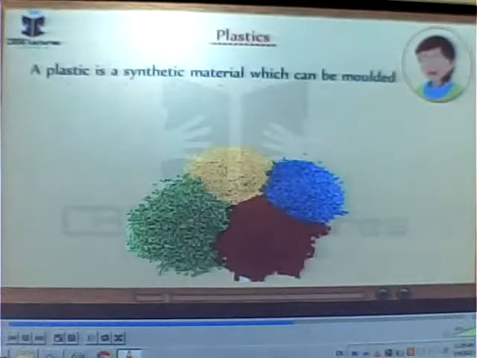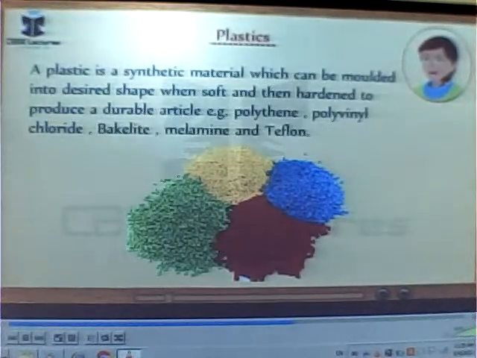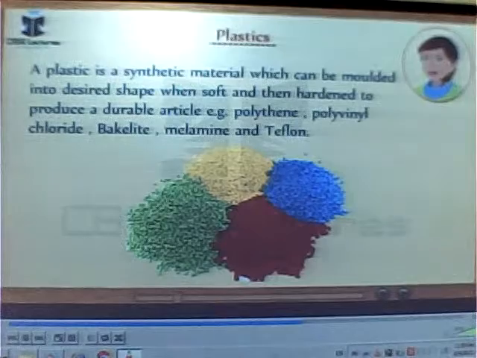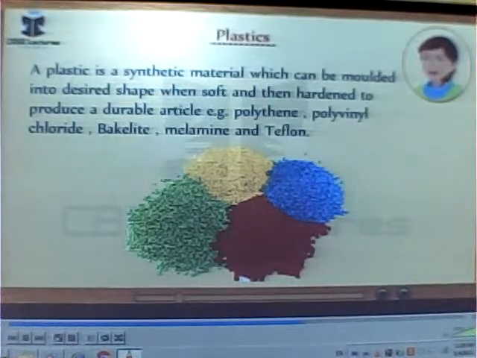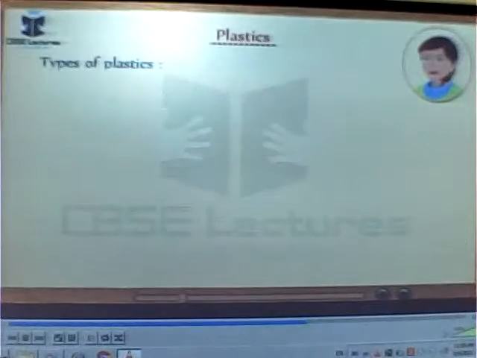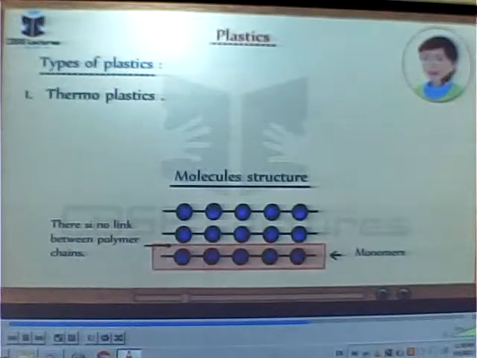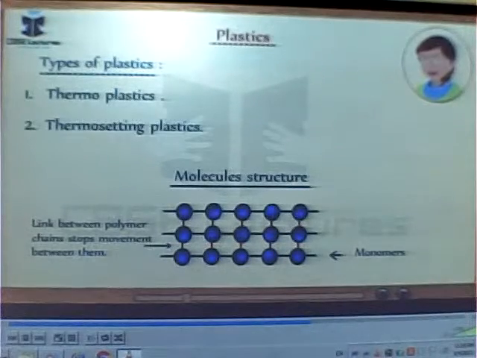Plastic is a synthetic material which can be molded into a desirable shape when soft and then hardened to produce a durable article. Examples: polythene, polyvinyl chloride, bakelite, melamine, and Teflon. Let us study one by one. Types of plastics: there are two types of plastics, thermoplastics and thermosetting plastics.